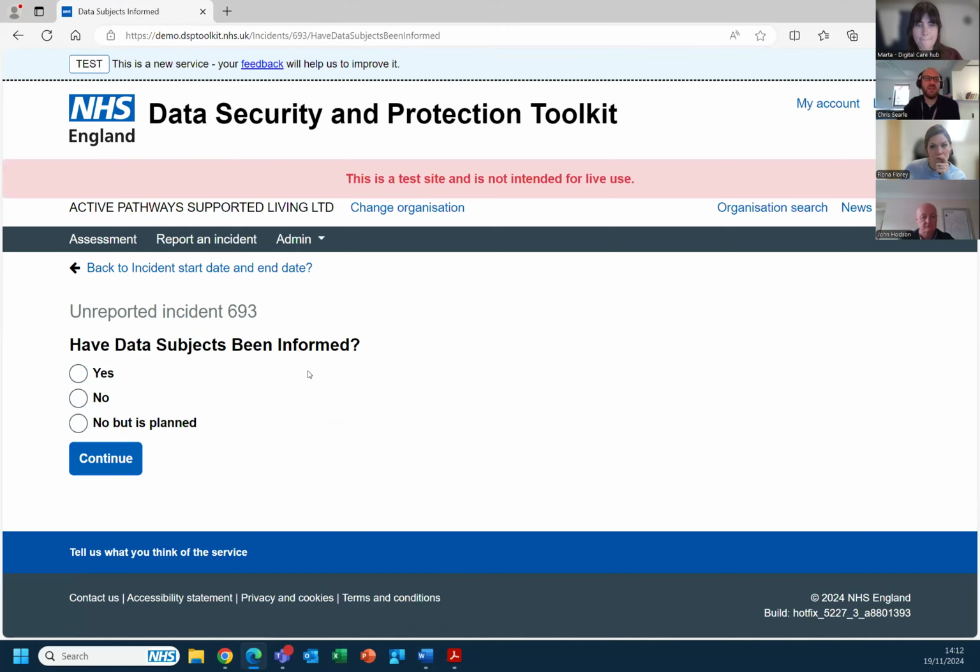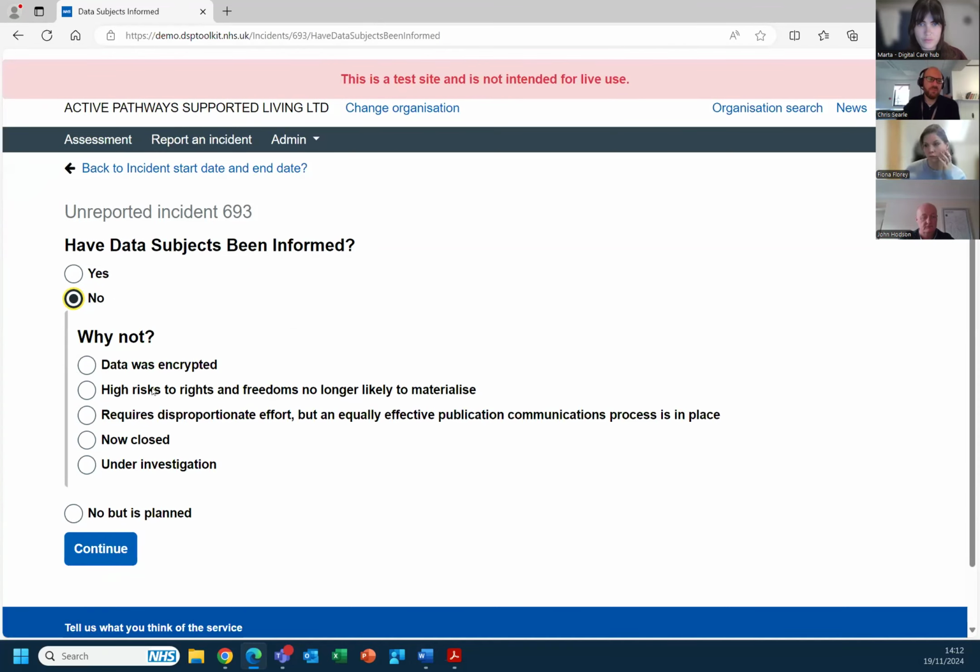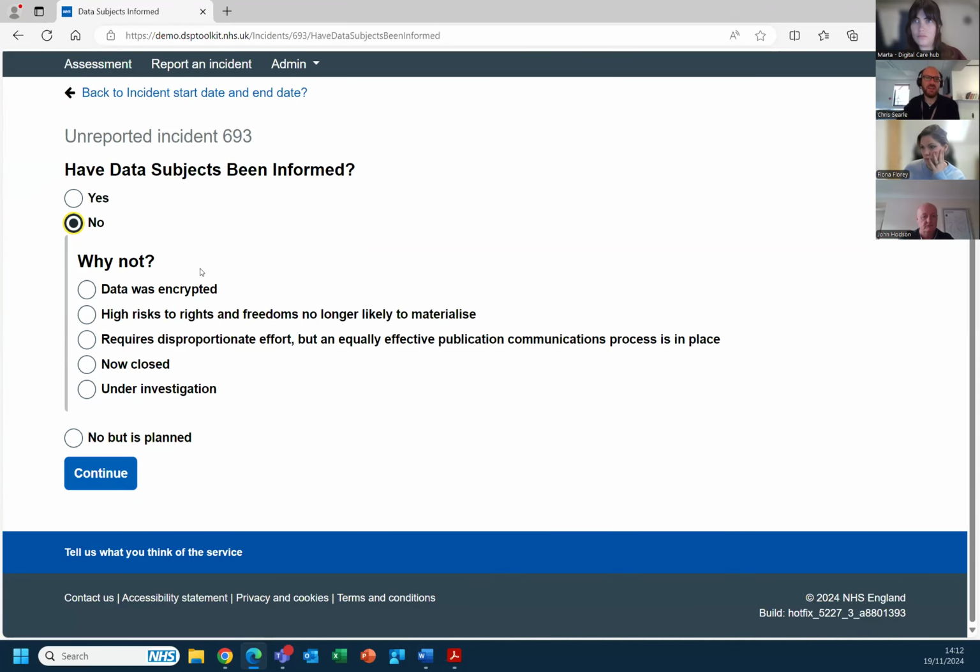And we get to have the data subjects been informed. So we can select no, but is planned if we were at that stage of the investigation, but it's probably best to select no here, and we need a reason, so it's still under investigation.